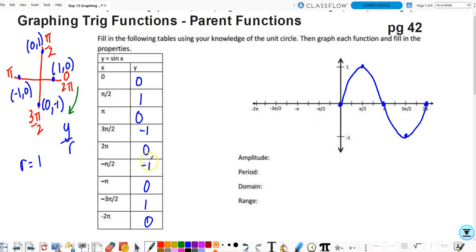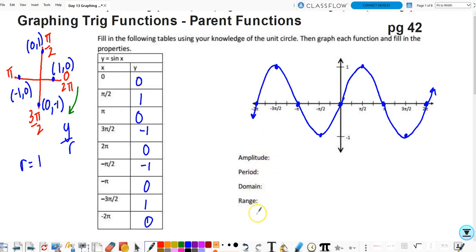So now we're going negative pi over 2, negative 1, negative pi 0, negative 3 pi over 2, 1, and 0. Again, a nice smooth wave. And the graph continues on this way and continues down this way with arrows, because no matter how many times you would go around and around and around the circle, I could keep graphing those different angles on my x-axis.